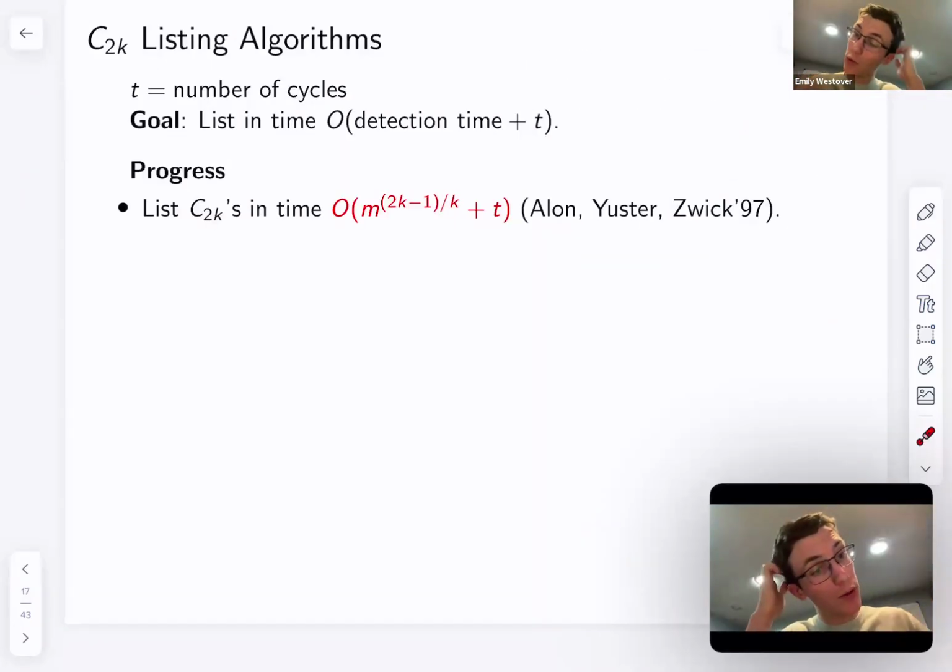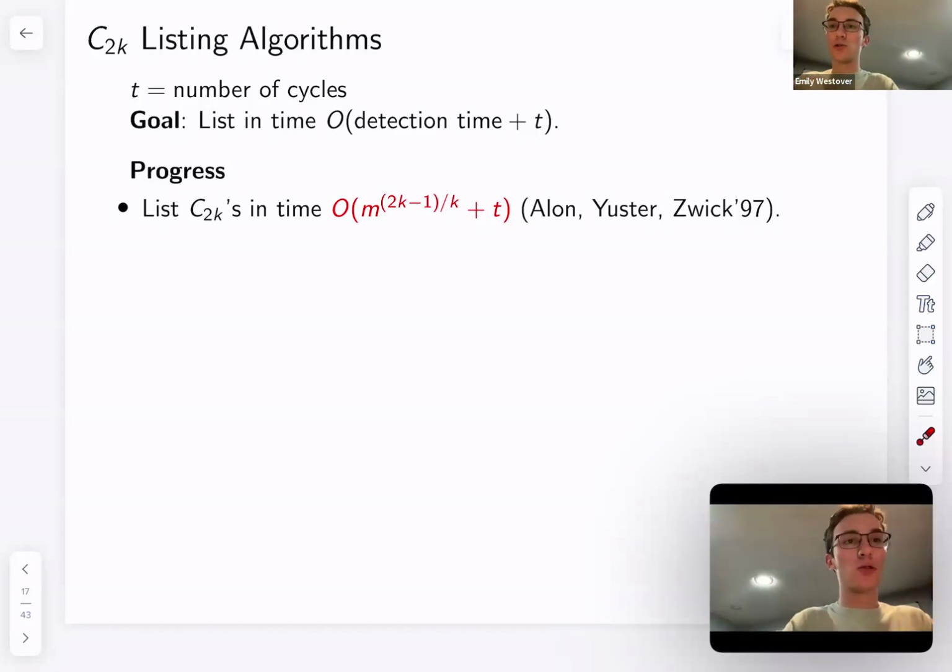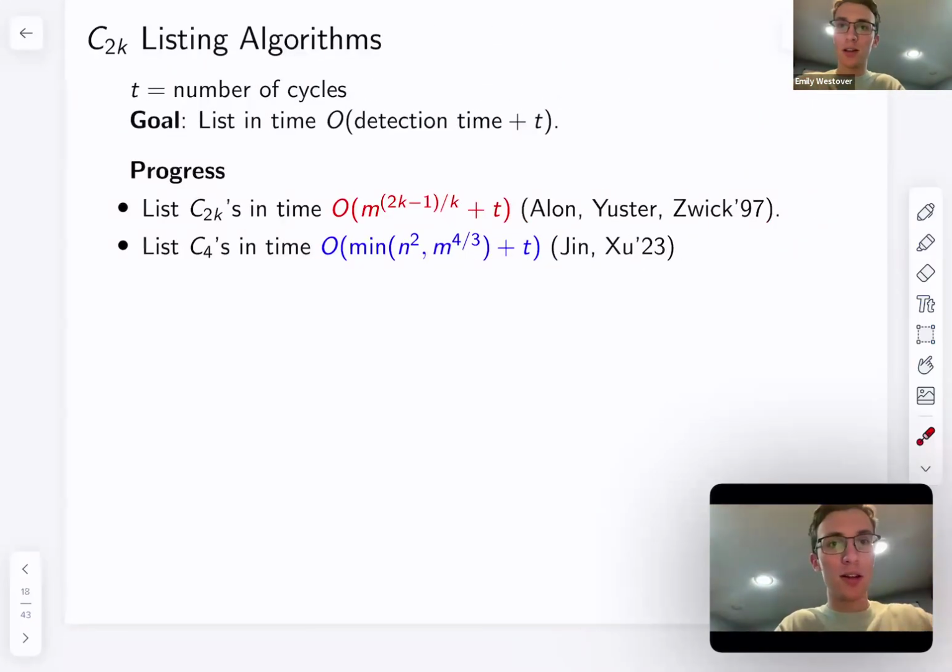So what do people know? There's a baseline result by Alon, Yuster, and Zwick that does this reasonably well. It's not bad. But more recently, for small values of k, there's been some work that has gotten things that we think are the right thing. For instance, Jin and Xu gave this algorithm for 4 cycles, and this feels like the right running time for 4 cycles. Specifically, this is the optimal detection time.